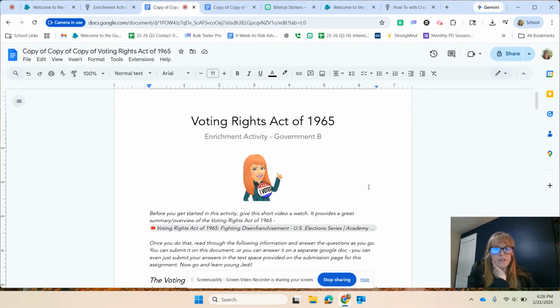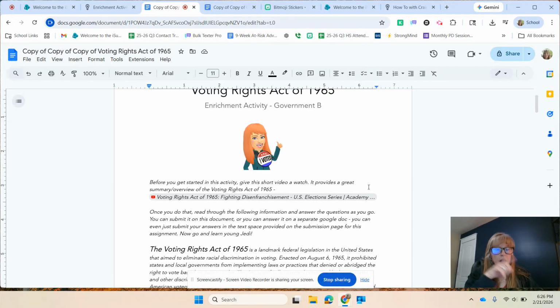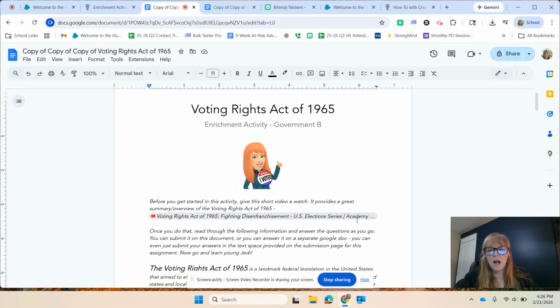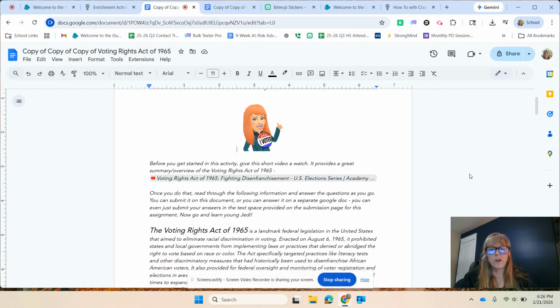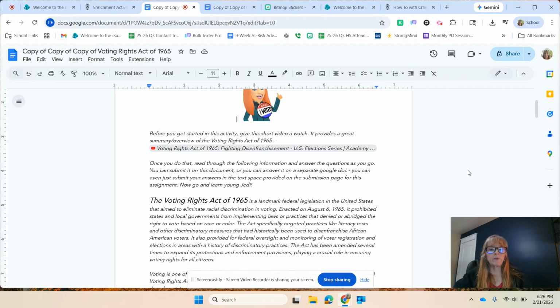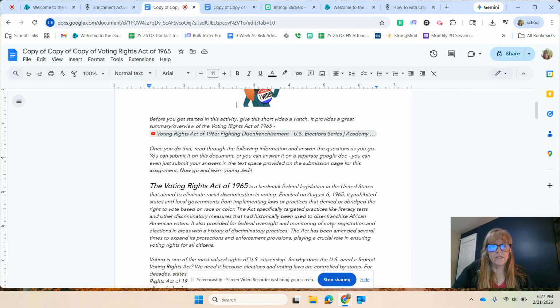Okay, so now you have a copy of the document, and what I would ask you to do is read through this, and then you can actually just write on this copy and submit that for the assignment. Before you get started, there is a short video that you can watch, and it provides a great summary overview of the actual Voting Rights Act of 1965, and that's right there. Once you do that, I want you to read through the following information and answer the questions as you go. It says you can submit on this document or answer on a separate Google Doc. It's just easier to do it this way. Then you submit the answers in the text space provided on the submission page.